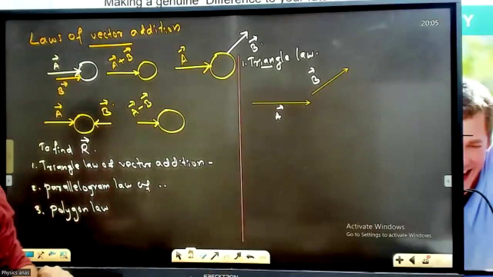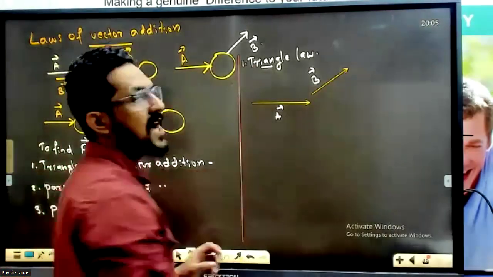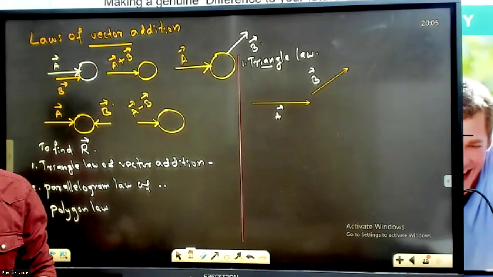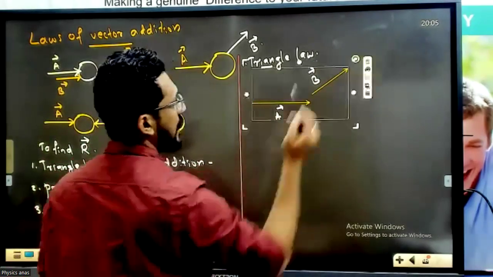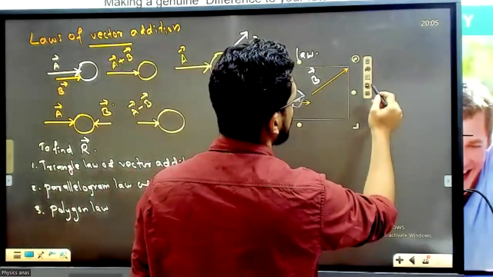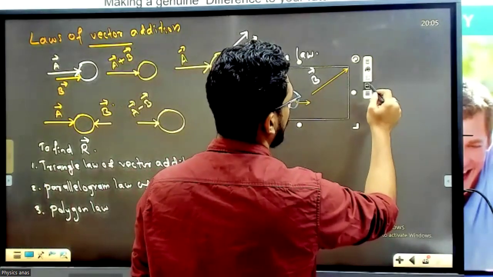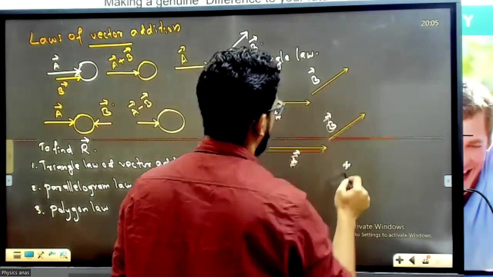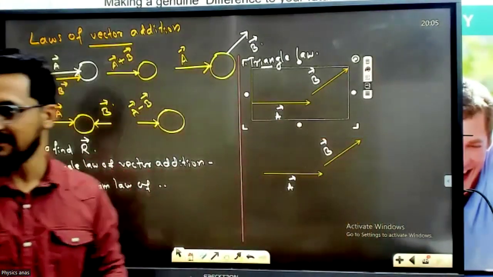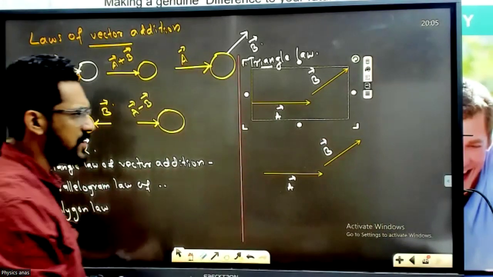So what you need to do? You need to apply this triangle law of vector addition. I will show you the triangle law of vector addition. Okay? What is triangle law of vector addition?